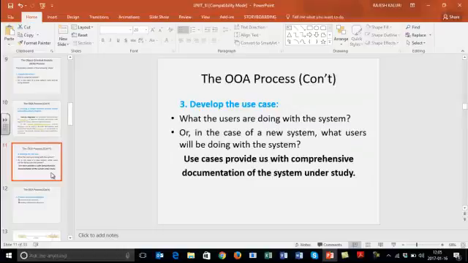So the third step in the object oriented analysis is developing use cases. So who are all the users who are going to use the system, and then, if it is a new system, what kind of use cases are required and what kind of mindset of the users are coming and using the system.